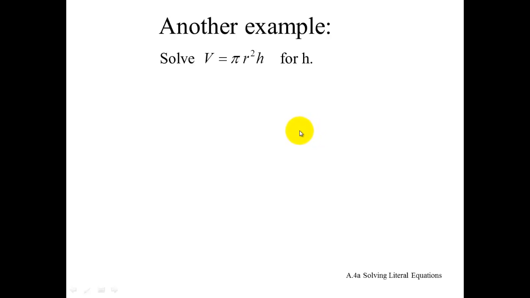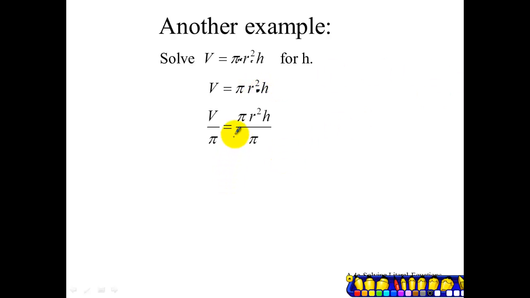Suppose that we have here the formula for the volume of a right cylinder. Now, let's say we would like to solve for the height. So note that I have here pi times r squared times h. So what you need to do here is to use the inverse of multiplication, which is division. So we are going to divide both sides by pi r squared.